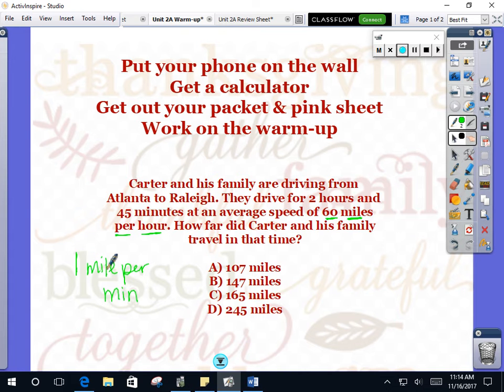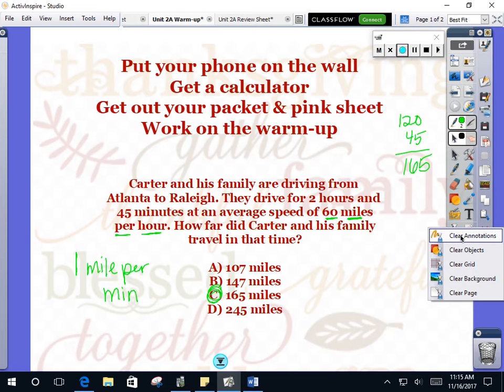Well, now if you're going 1 mile per minute, we need to figure out how many minutes he's driving. How many minutes are in 2 hours? 120, 60 per hour, and then 45 more minutes would add up to 165 minutes. Well, if you can go 1 mile per minute, then you can go 165 miles in 165 minutes, right? So C.